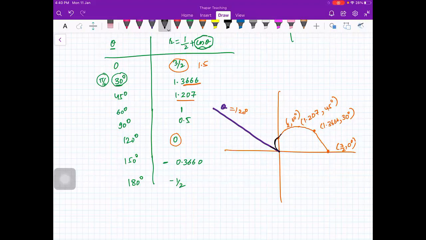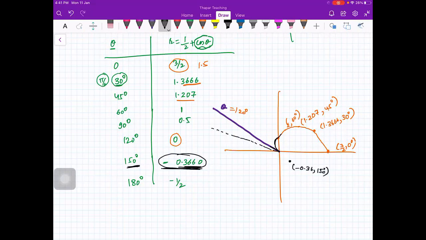Is that okay to everybody? Now these are important points. When theta is equal to 150 degrees, your R is negative, minus 0.36. So theta 150 is here. This is theta 150. R negative means your point is here. How much is this? R is minus 0.36. So this is the point minus 0.36 comma 150 degrees.